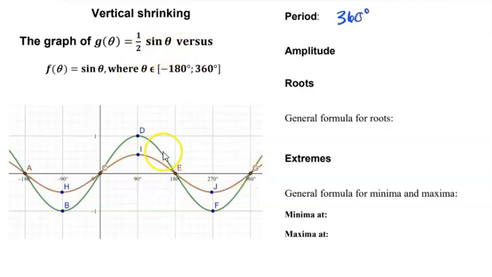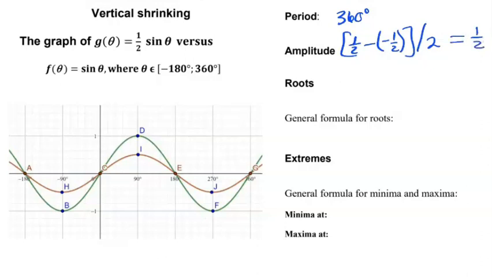If we look at the amplitude, then we see that the maximum is now at a half, and the minimum is at minus a half. So if we subtract, we get 1 divided by 2, and that will give me a half. So that's our amplitude, and this is the distance from the horizontal axis up to the maximum value, or from the horizontal axis to the minimum value when the graph is in standard position.